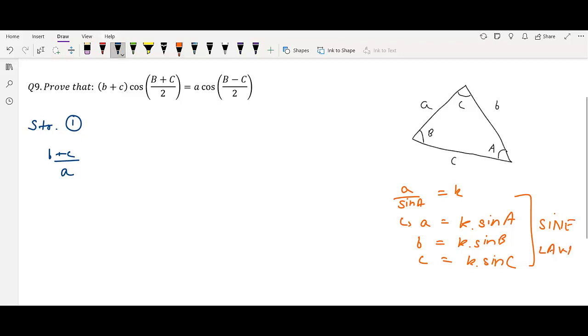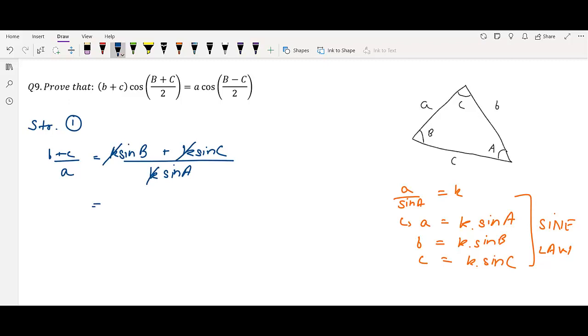Alright, and because a, b and c are these values, I can substitute these back into my expression, which is (b plus c) upon a. So let us do that. b equals k sine of capital B, c is k sine of capital C, and a is k sine of capital A. Now you can see that this constant k is common in the numerator, so I can take that out, and it is also present in the denominator, so these k's cancel out.